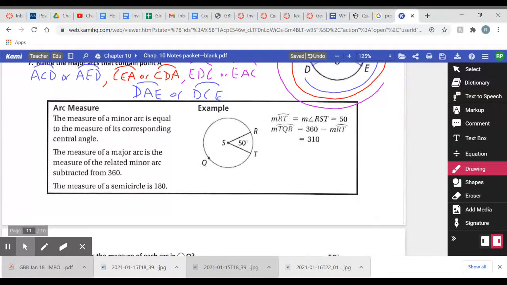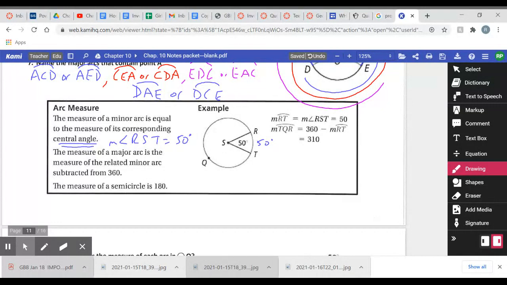All right, from there, it is mentioning arc measure. So the measure of a minor arc is equal to the measure of its corresponding central angle. So a central angle in this particular picture is like angle RST, if you want to put that as an example. We can see that angle RST is a central angle, and we underline central angles. We can see the measure of the central angle is equal to 50 degrees. And so the measure of the minor arc right there is also going to be 50 degrees. The central angle and the arc are the same.